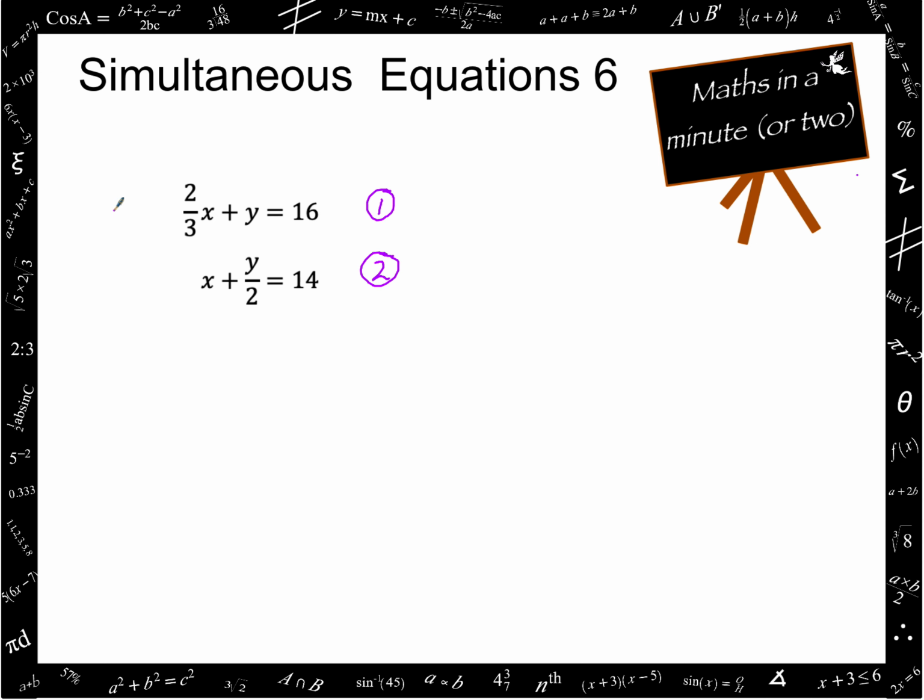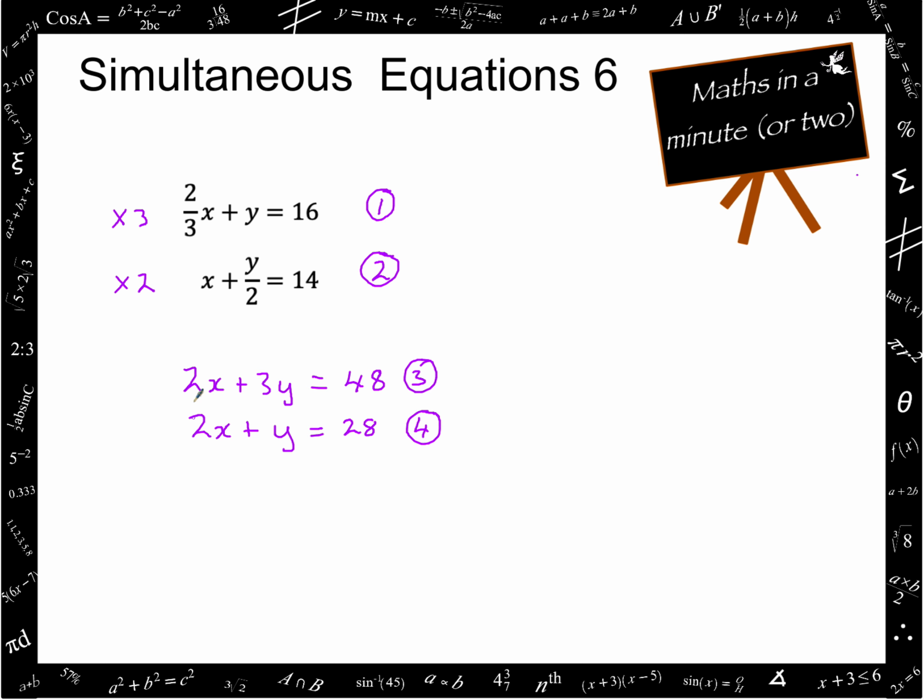So if we times the top one by 3, we will end up getting rid of the thirds here. So if I multiply 2/3 by 3, I end up with just 2x. Don't forget to times everything else though, so we've got 3y, and 3 times 16, 48. And then to get rid of the y over 2, which is the same as half y here, I'm going to times equation number 2 by 2. So we will have 2x, all of it gets times, don't forget, plus y equals 28. Now we're going to call these equations 3 and equations 4.